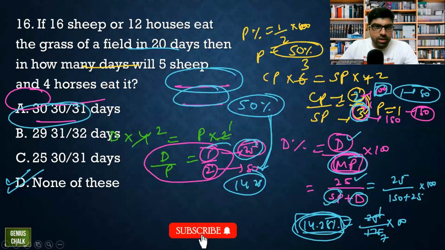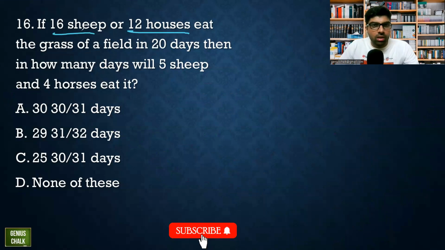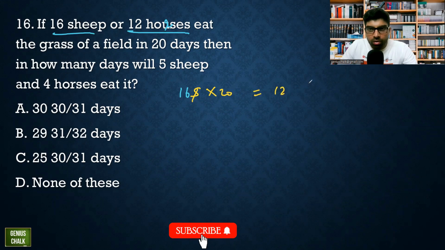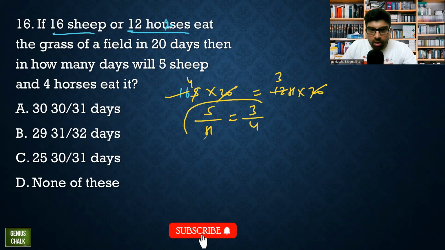From time and work: 16 sheep or 12 horses eat the grass of a field in 20 days. Then how many days will 5 sheep and 4 horses eat? Okay, so let's do this. 16 sheep can eat the grass in 20 days, and the same work is done by 12 horses in 20 days. What is the efficiency? 4 times S is 3 times H, so S by H is 3 by 4.